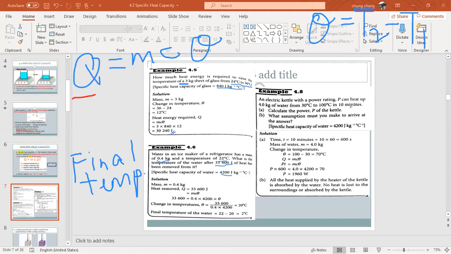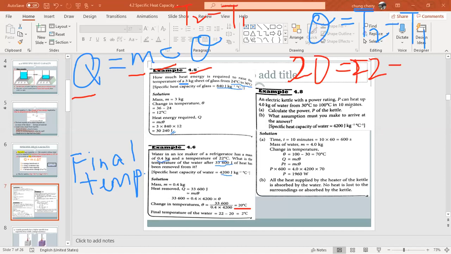You have the mass given, it will be 0.4 kg. Then the specific heat capacity they have also given you is 4,200. This theta is the change in temperature, which means you use T2 minus T1. Once you find the value of theta, the answer is 20 degrees Celsius.